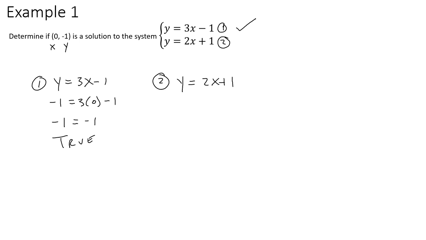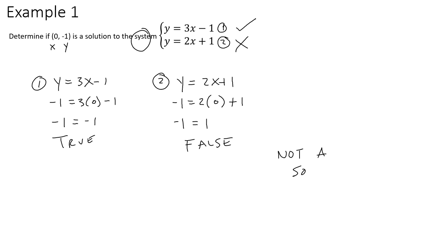So again, if I let y equal -1 and x equal 0 and simplify, I'm looking to see if I get a true or false statement. And I get -1 equals 1. That is a false statement. So a solution to a system is an ordered pair that will make all equations in the system true. That is not the case here. Therefore, the ordered pair (0, -1) is not a solution to the system.